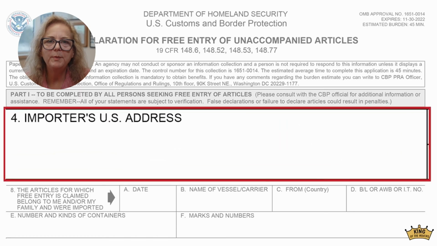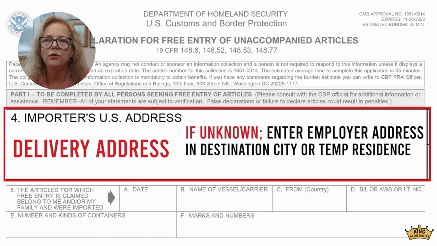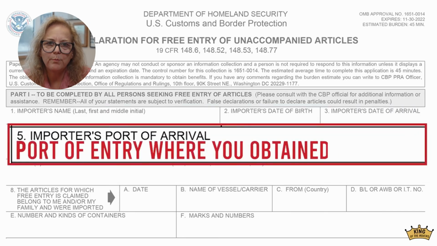In box 4 would be your US importer's address. If you don't have an address yet in the United States, you can use a work address, a hotel, temporary accommodation, whatever address where customs can send you some information. In box 5 is where you would put the importer's port of arrival. If you are flying, this is where you would put the airport where you clear customs.